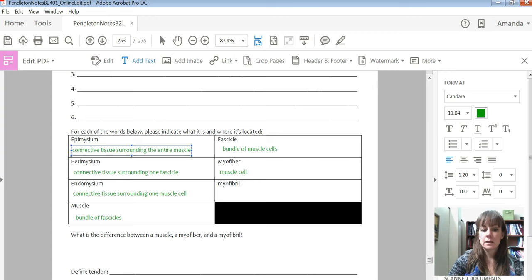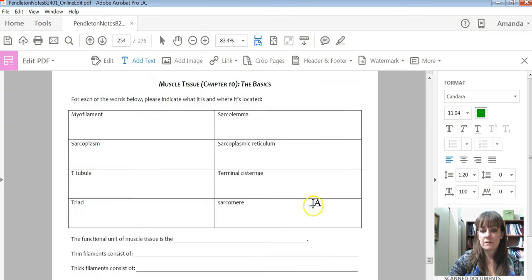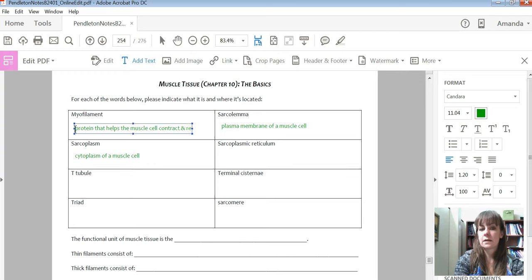So again, let's come over here and make sure that we have some of these names properly. Sarcolemma, that's the plasma membrane of the muscle cell. Sarcoplasm is the same thing as the cytoplasm of a muscle cell. A myofilament is a protein that helps the muscle cell contract and relax. So shorten and lengthen.